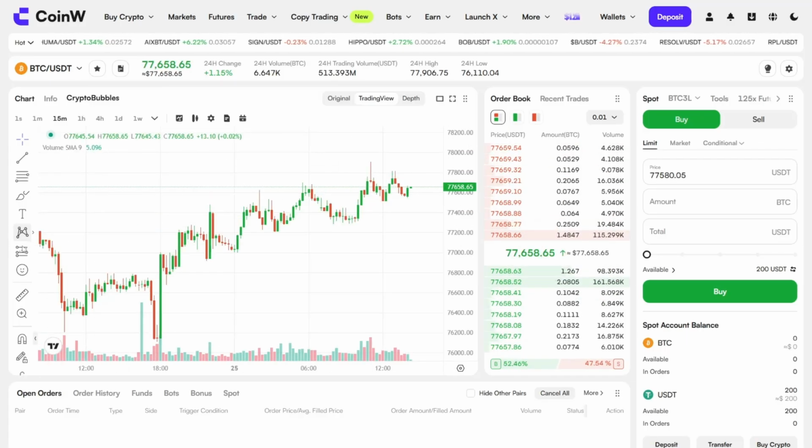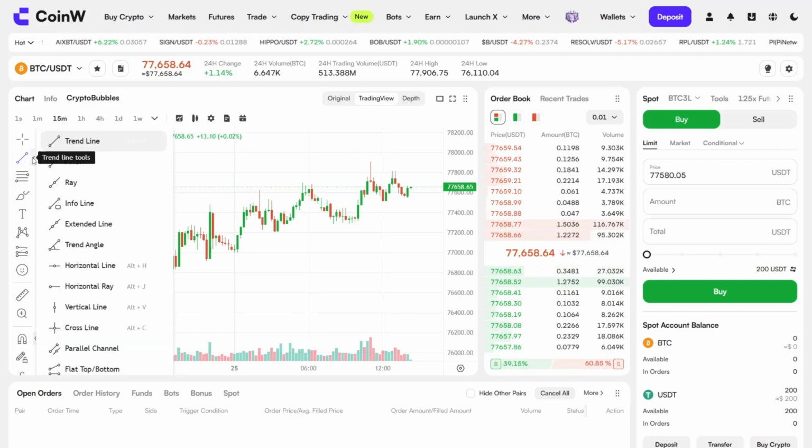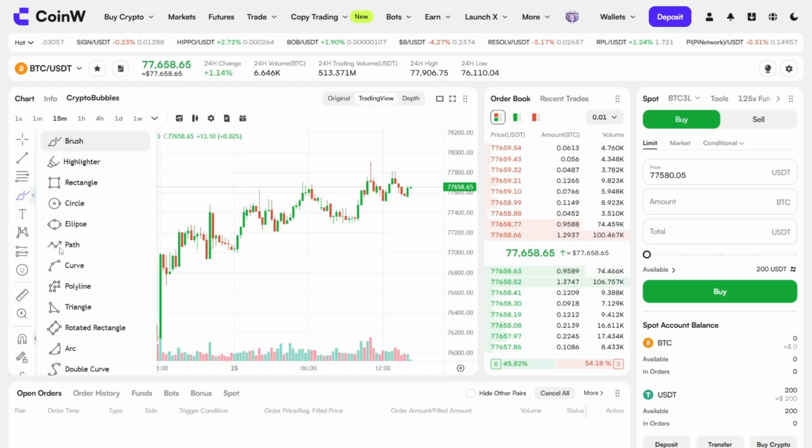On the left side of the chart, we have drawing tools, which help us mark up the chart. 3 useful tools are trend lines, horizontal lines, and rectangles. Trend lines help show direction of the market. Horizontal lines help mark support and resistance. Meanwhile, rectangles can help highlight important price zones where the market has reacted before.